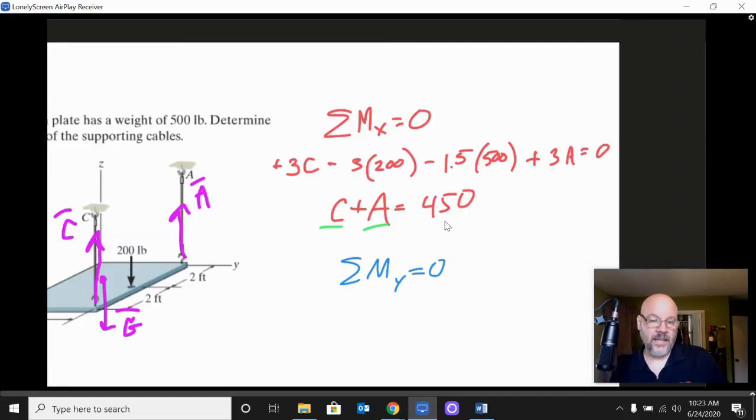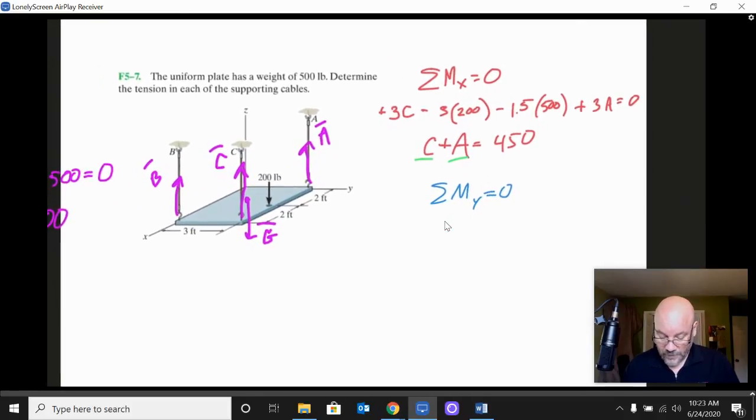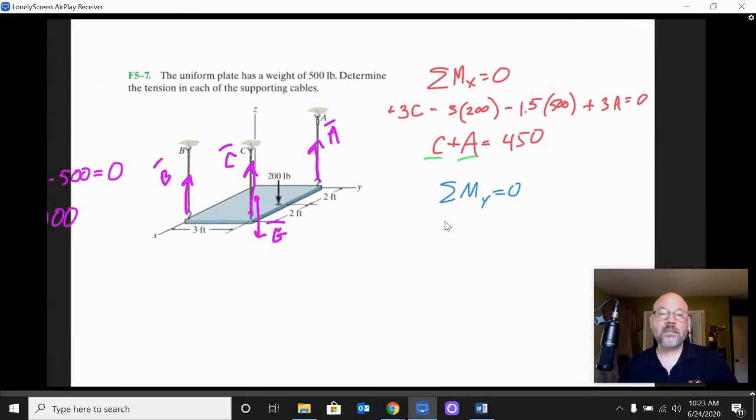Okay, just like that. Now, what we've got to do is follow the same rules, in the sense that we're going to have to very carefully figure out moment arms. We're going to use the y-axis as the position from which we measure all of our moment arms. Okay, so let's start with B. B's out there at a distance of 4. So I'm going to have 4B.